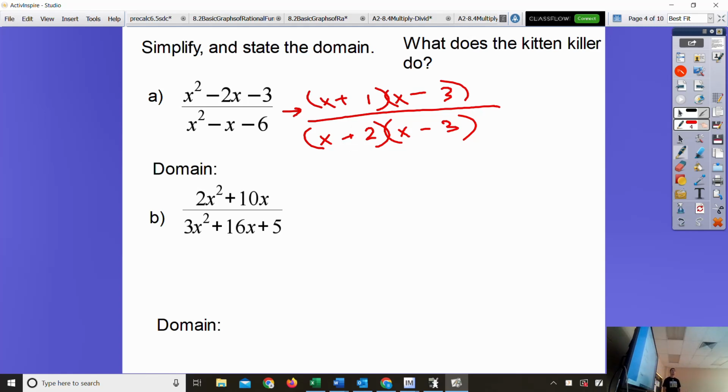Now, before you actually simplify, notice it says state the domain. Do that before you simplify.